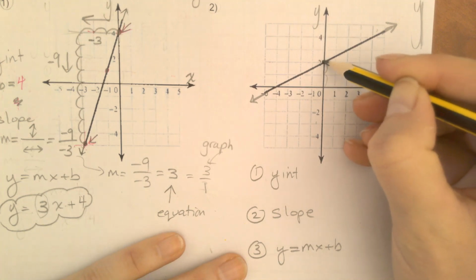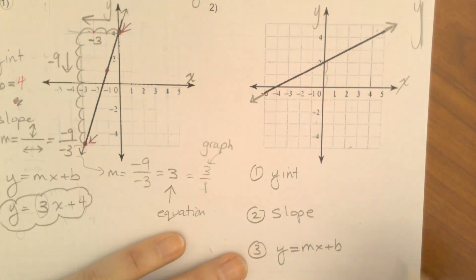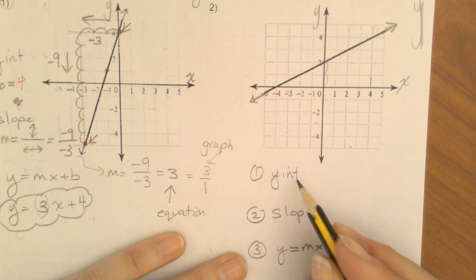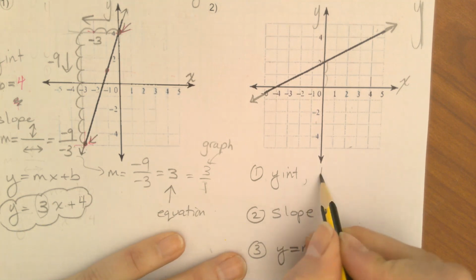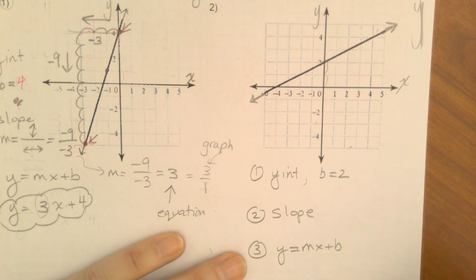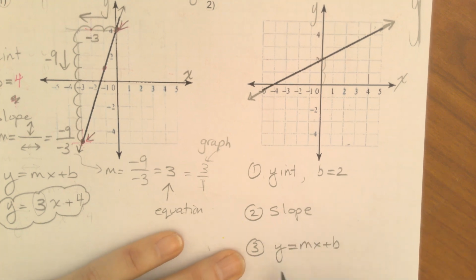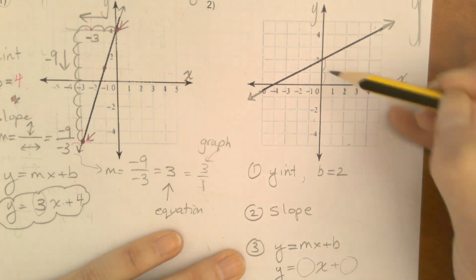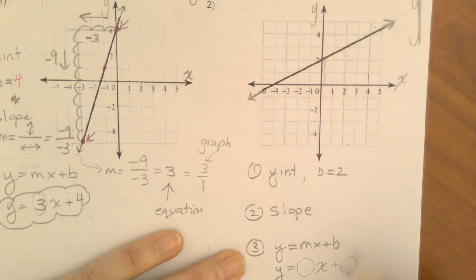1, 2. Yeah, that's a 2. So what letter represents the y-intercept? B. So B equals 2. So when I write this equation again, I'm going to go y equals something x plus something. And here it's going to be a positive 2, so I'd put plus 2.